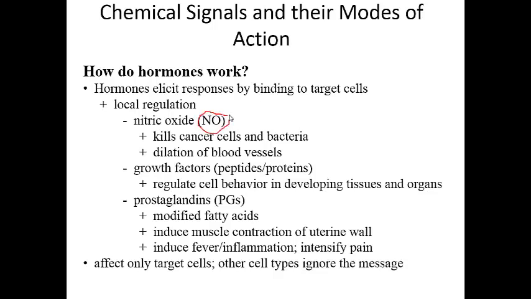Nitric oxide is used for many different reasons within the body. Its major function is in dilation of blood vessels, so this triggers vasodilation. Nitric oxide is also used to kill cancer cells and to kill bacterial cells within the body as well.